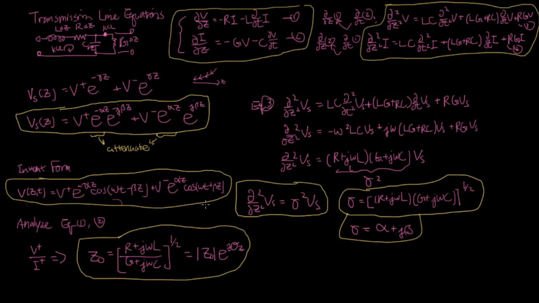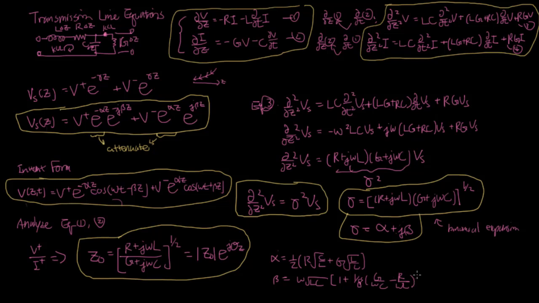Now, one last quantity that I want to introduce is just some general expressions beyond this for how to find alpha and beta. So if we take this expression and do the binomial expansion for a few terms, and then do some comparisons to solve for alpha and beta. Another approximation that's good to know is that alpha is going to be equal to 1/2 of R square root of C over L plus G square root of L over C. And beta is going to be approximately equal to omega square root of LC times 1 plus 1/8 of (G over omega C minus R over omega L) squared.